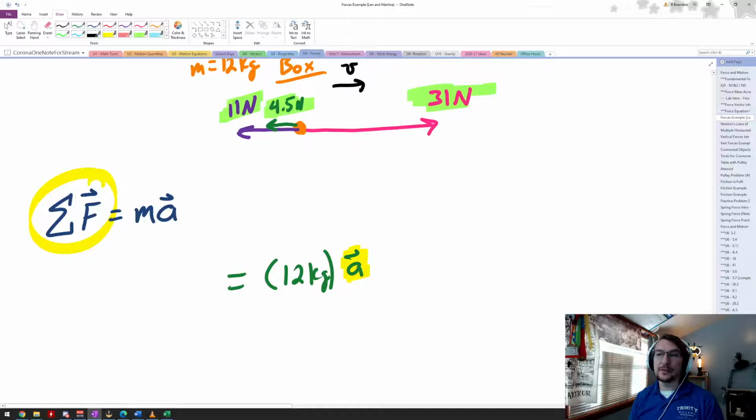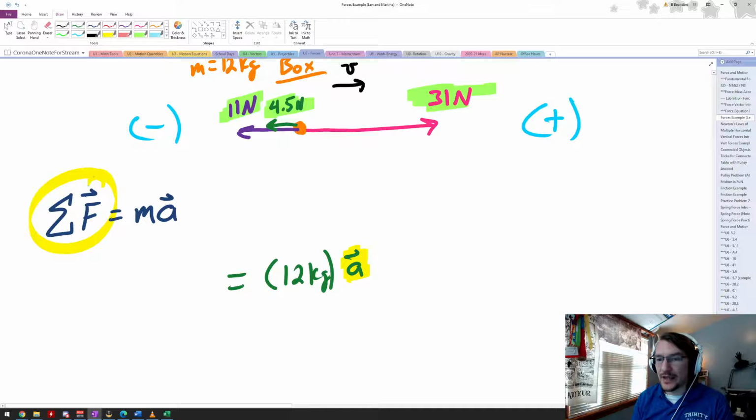Now, if you just did 31 plus 11 plus 4.5, you'd be close, but not right. The reason is that these are vectors, so they have a direction associated with them. One direction is going to be positive, and the other direction is going to be negative. It doesn't matter which direction is positive and which is negative. What matters is that you choose a direction to be positive. Oftentimes people pick right as positive, but you don't have to. Let's just do it in this problem and see what occurs.